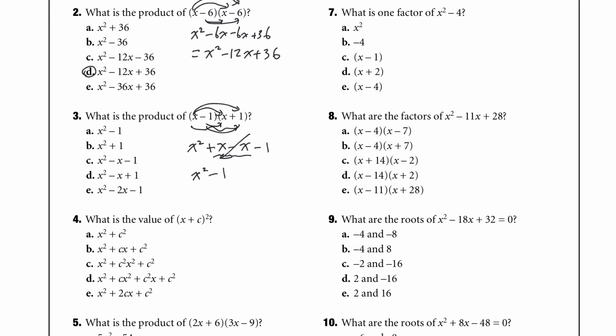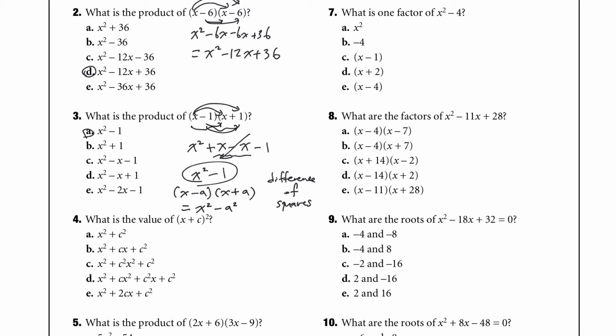And always remember that whenever you have a form like this, x minus a and x plus a, then you'll always end up with the form x squared minus a squared. And this is called difference of squares. Okay, so the answer in this case is A.